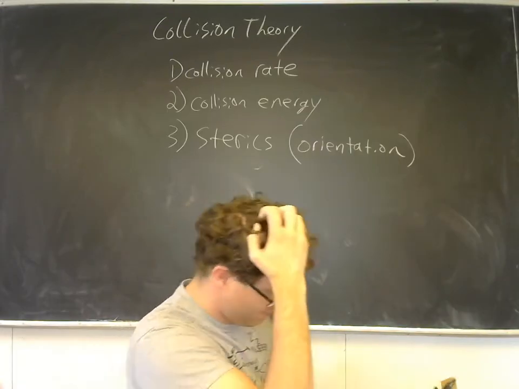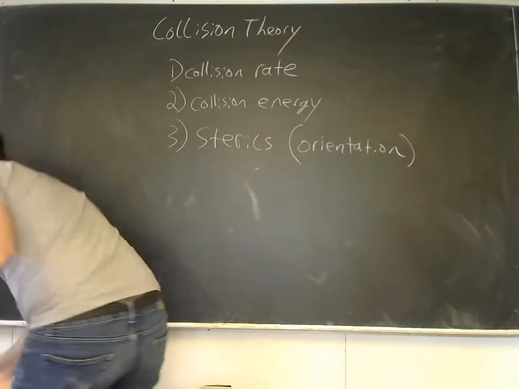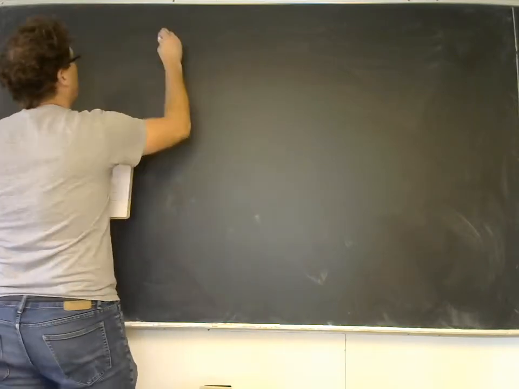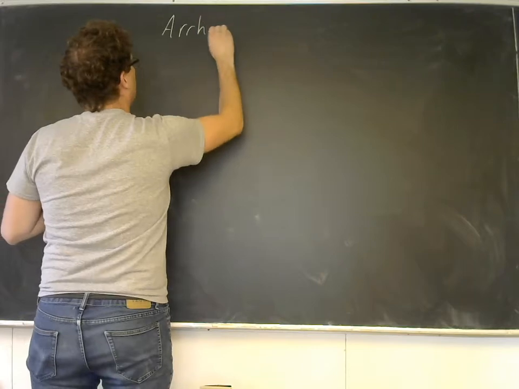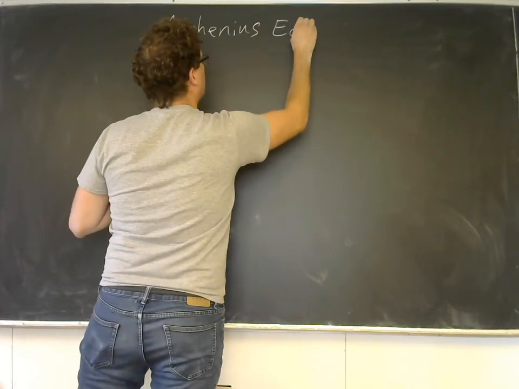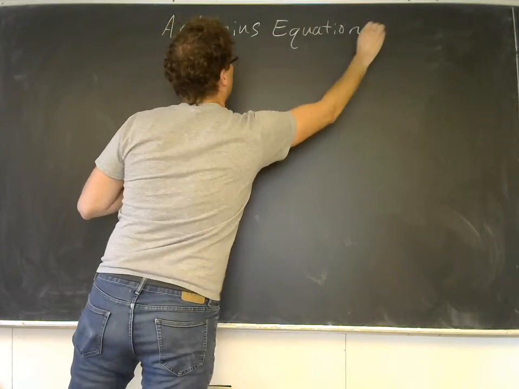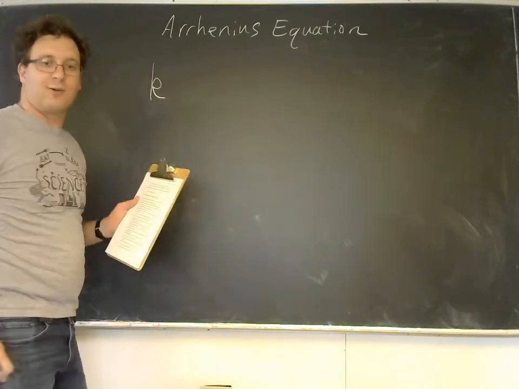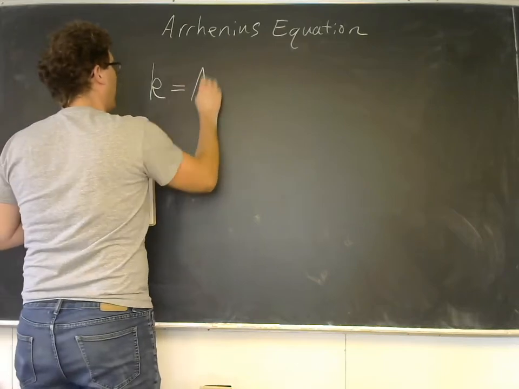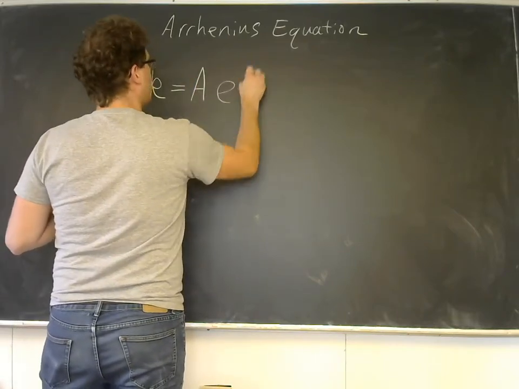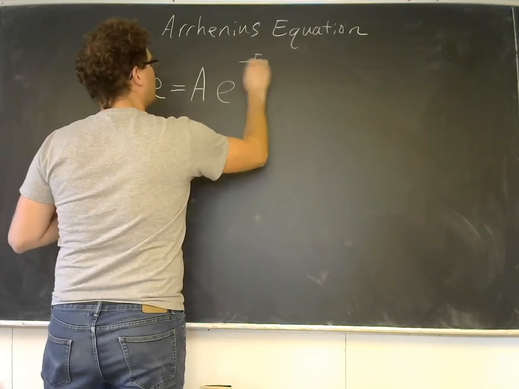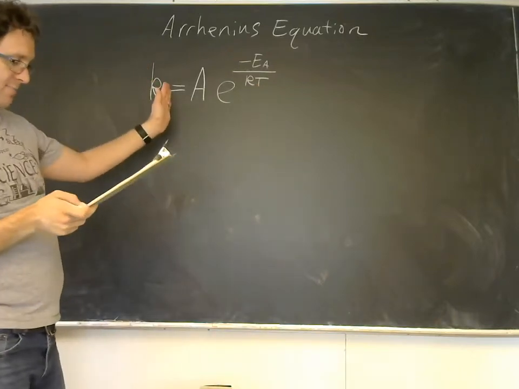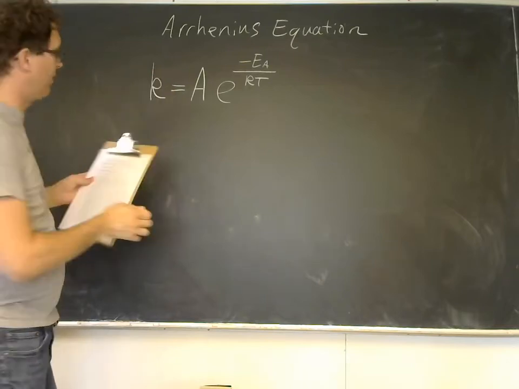Okay, so all of these considerations are summarized in an equation. Collision theory is basically summarized in the Arrhenius equation. And the Arrhenius equation is an equation to give us the value of k, that rate constant. k is going to equal A times e raised to the power of negative activation energy over RT. And so A here is going to be called the frequency factor.